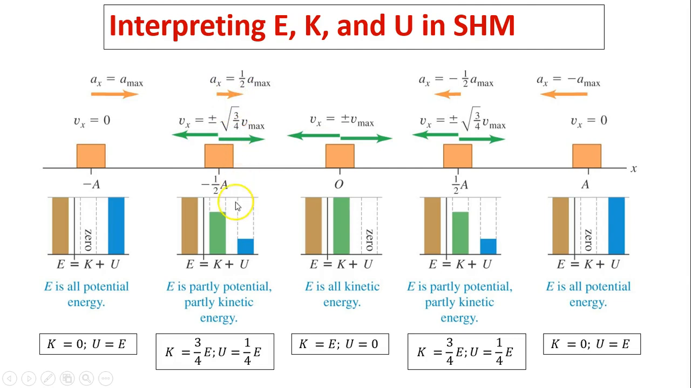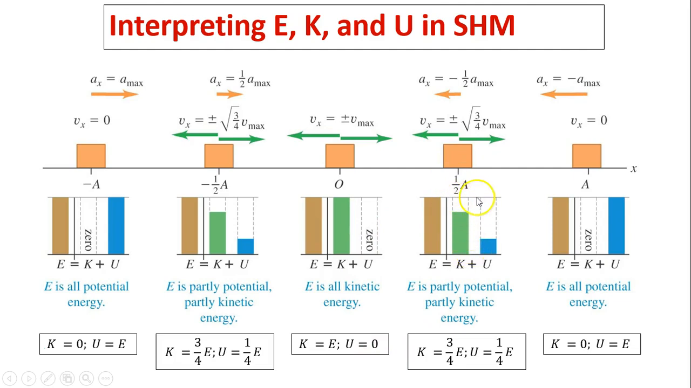When it is at negative 1/2 of A, some of it is potential, some of it is kinetic. The two added together equal E total. Actually, in this case, K has more, right? K is 3/4 of the total energy, and the potential energy is only 1/4 of the total energy. At x equals 0, the equilibrium position, all the energy is kinetic. All the energy is kinetic energy.